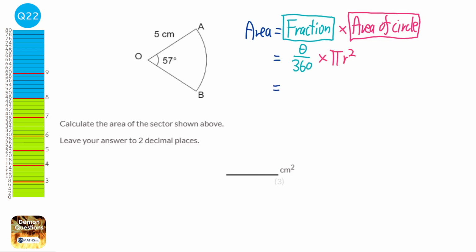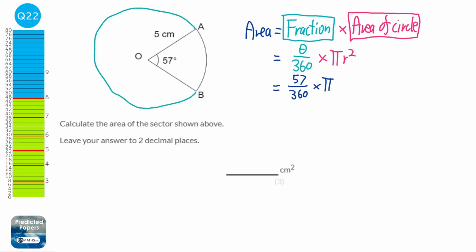So the angle we have for this question is 57 times pi r. Now, to work out what r is, we just imagine the circle is whole. I'll do a badly drawn circle. And you can see here that this length here, this 5 centimeters, is the distance between the center of the circle and the circumference. So that is a radius. So it's going to be times 5 squared.